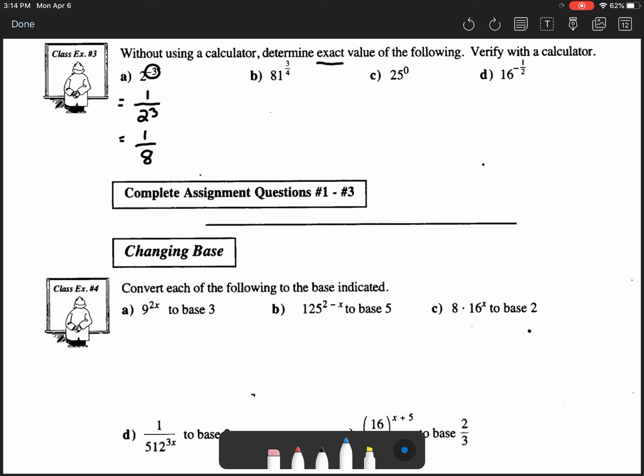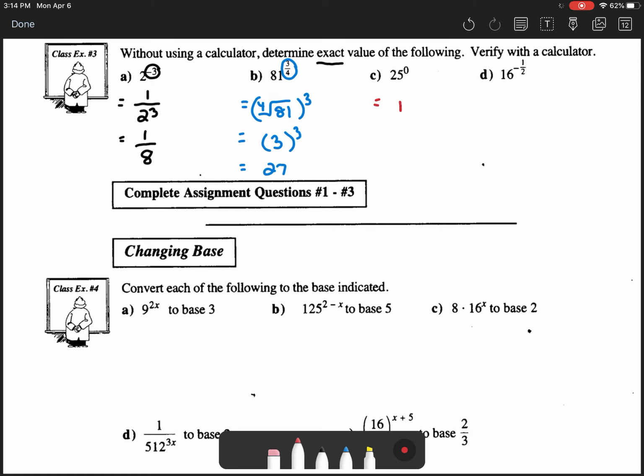In B, I have 81 to the exponent of 3 over 4. Because my exponent is rational, the denominator will be the index. This is like taking the 4th root of 81. And that exponent of 3 I can either put inside or outside of the bracket. I choose to put it on the outside because it's easier to do mentally. So the 4th root of 81 is 3. And then I have to cube it, and 3 cubed is 27. Okay, and there's your answer.